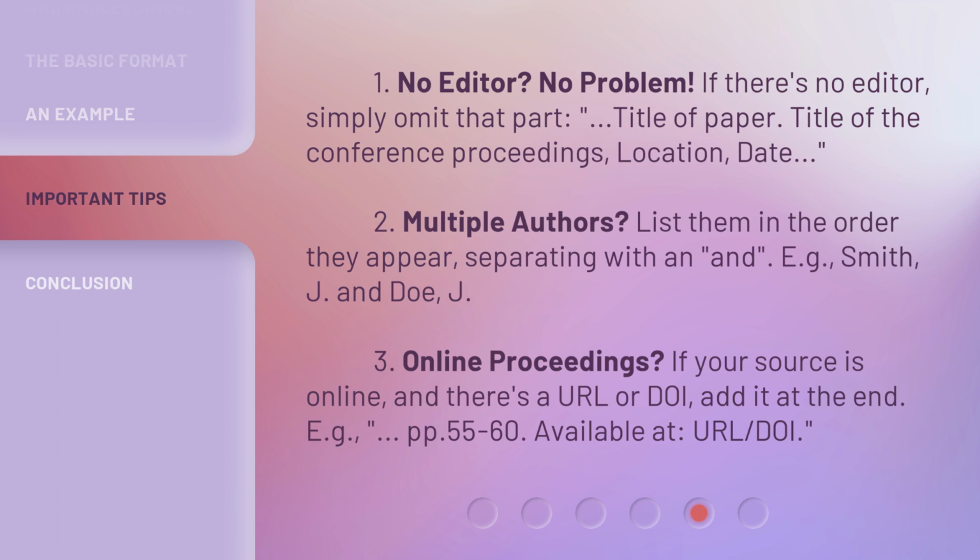List them in the order they appear, separating with an and. E.g., Smith, J. and Doe, J. 3. Online proceedings? If your source is online, and there's a URL or DOI, add it at the end. E.g., pp.55 to 60. Available at URL, DOI.